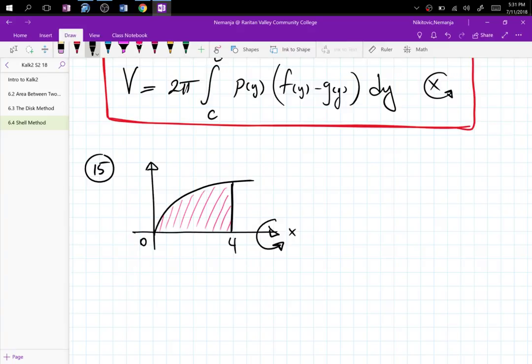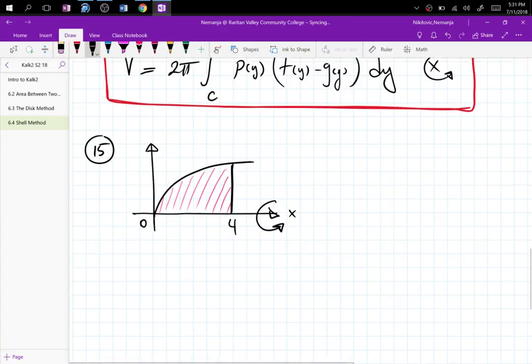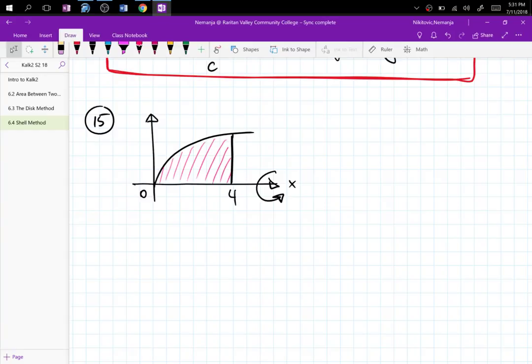Yes? Oh, we can't see it. So. What happened? There you go. So now we see that we can put both. We can do dx, we can do dy.